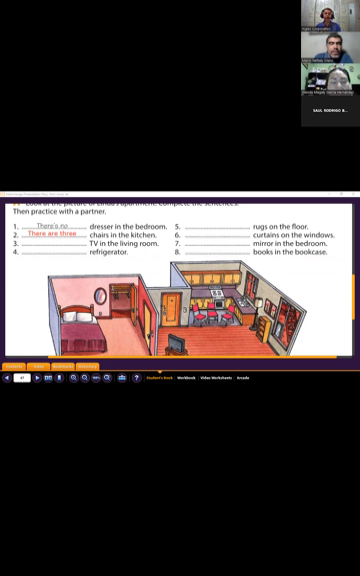Number three. There isn't TV in living room. Oh, no. Ni siquiera la habitación. There is TV in living room. Okay, there is, right? Ahí solito el tele, pero ahí está, okay.